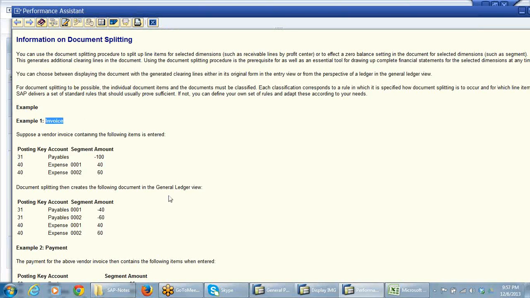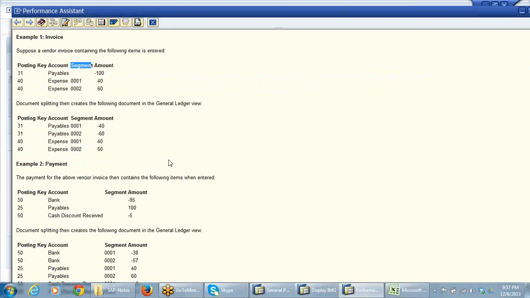See here, for example, suppose a vendor invoice contains the following items. It is entered: payables 100, expense 40, 60. Here payables means the vendor account is going to be created with 100, and purchases 40, 60. Now if I am going to prepare my balance sheet as per the segment, here segment or business area or profit center, whatever it may be. Here segment 1, segment 2.